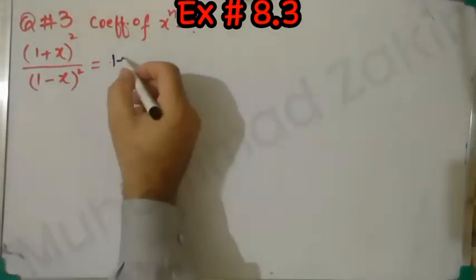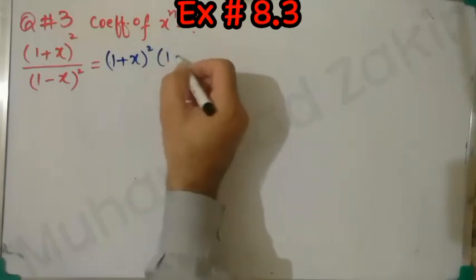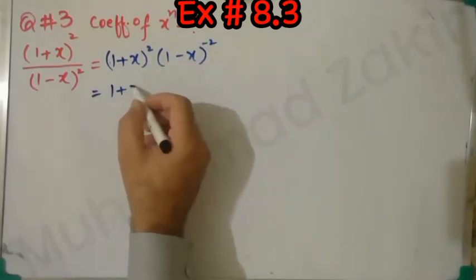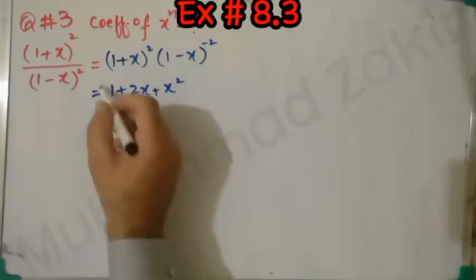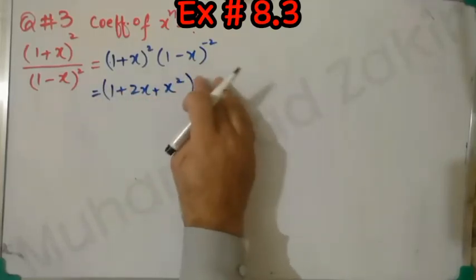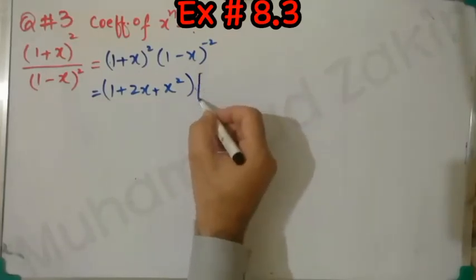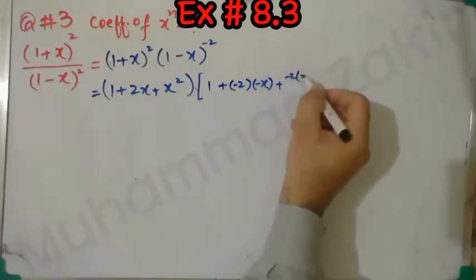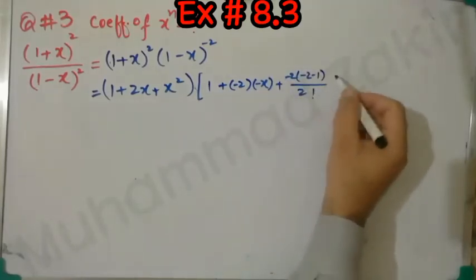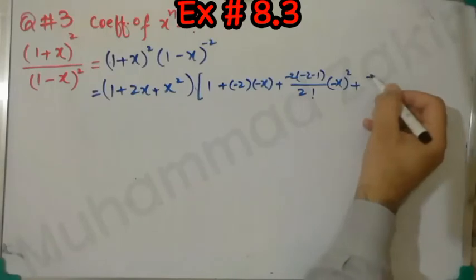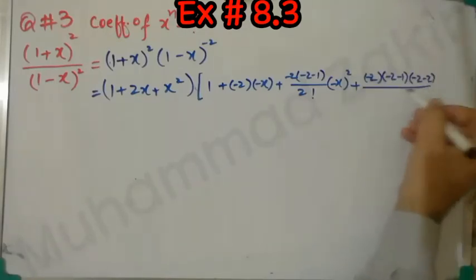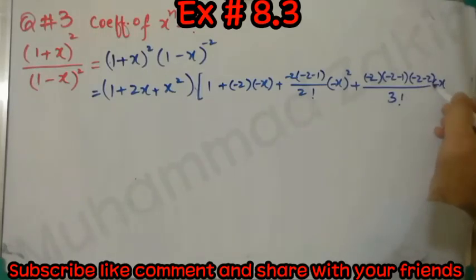We write it in the form 1 plus x square, 1 minus x power minus 2, it will be. We expand both. 1 plus 2x plus x square it will be. And here, this expansion is through the binomial series: 1 plus n x plus n minus 1 by 2 factorial x square, n minus 1, n minus 2 by 3 factorial x square, and so on.